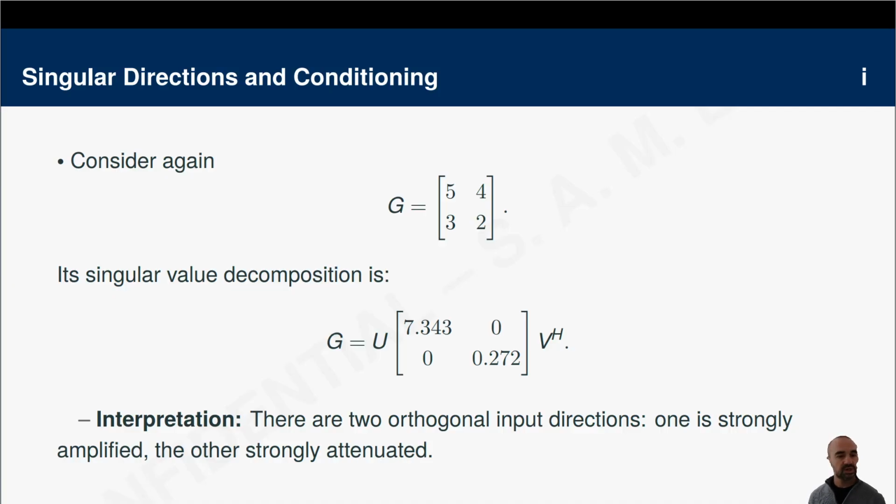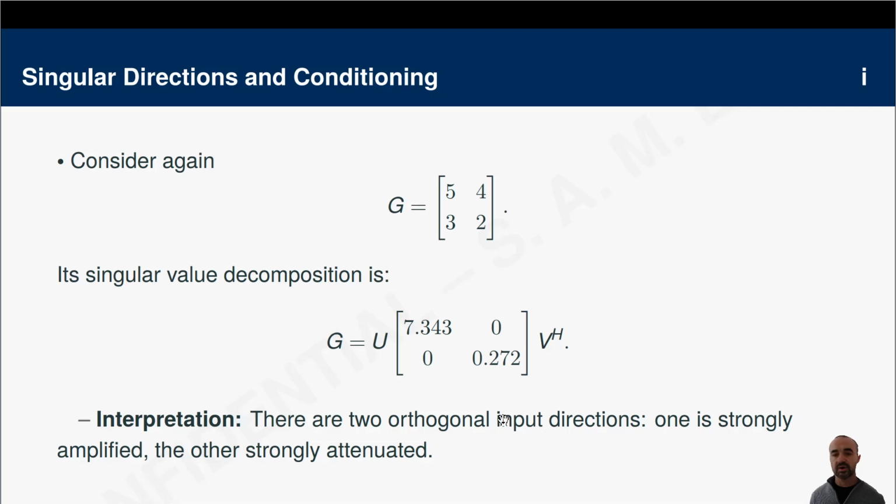G has already been evaluated at a certain omega, for example, and the singular value decomposition is U, Sigma, and V Hermitian. Recall this from earlier exercises. I've already seen this numerically. Now we interpret it geometrically.